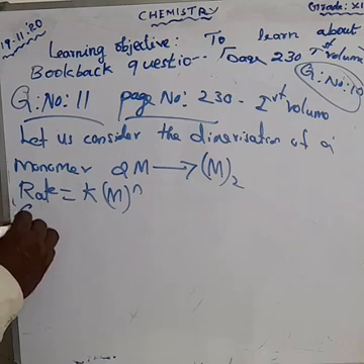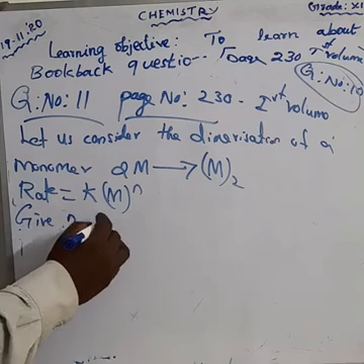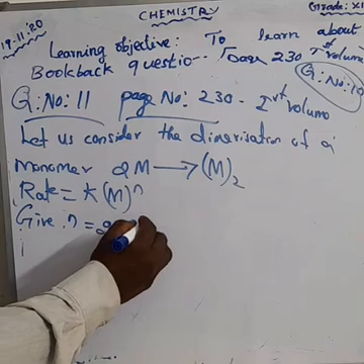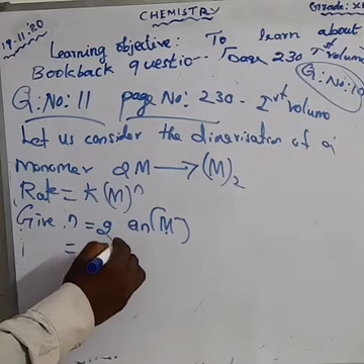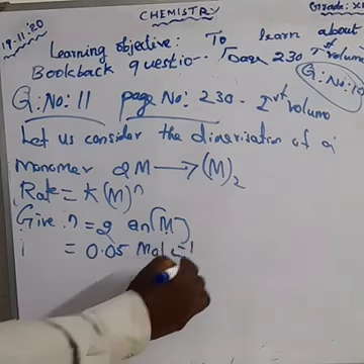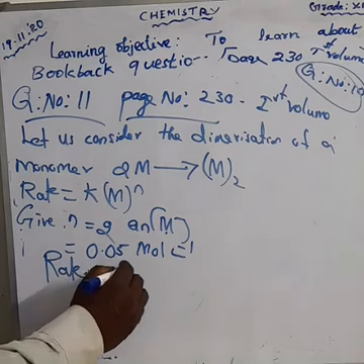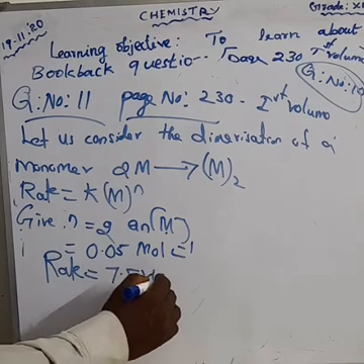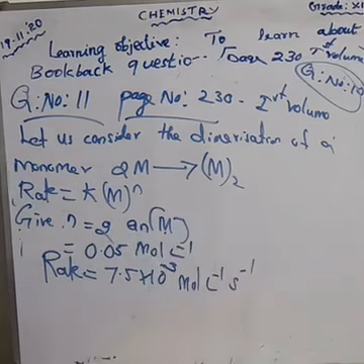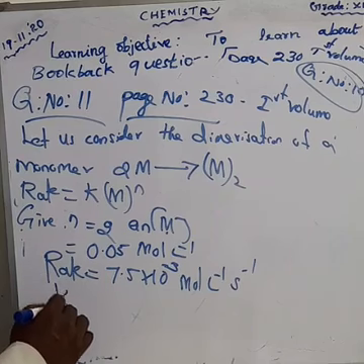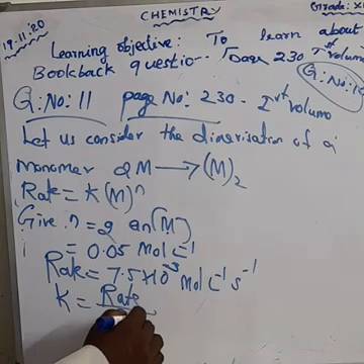Then what are the given? Given n is equal to 2 and [M] is equal to 0.05 mole liter inverse. Then rate is equal to, as per the question, 7.5 into 10 raised to minus 3 mole liter inverse second inverse. Then by the formula, we should find out the k. k is equal to rate by [M]^n.